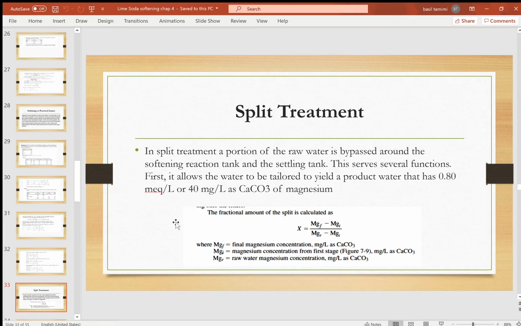Now, let's move to a new type of softening. It is the split treatment. The split treatment concept relies on the fact that we have to split the stream of raw water into two parts. So we have to treat a portion of the raw water and leave the other portion untreated. We have two purposes for that, actually.